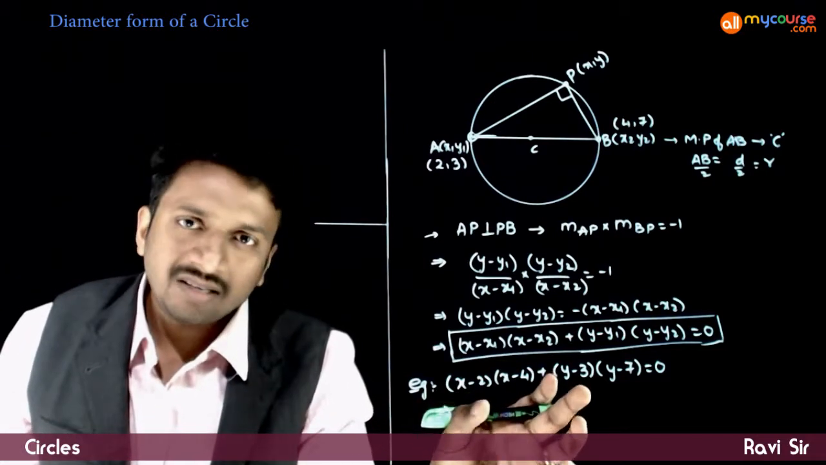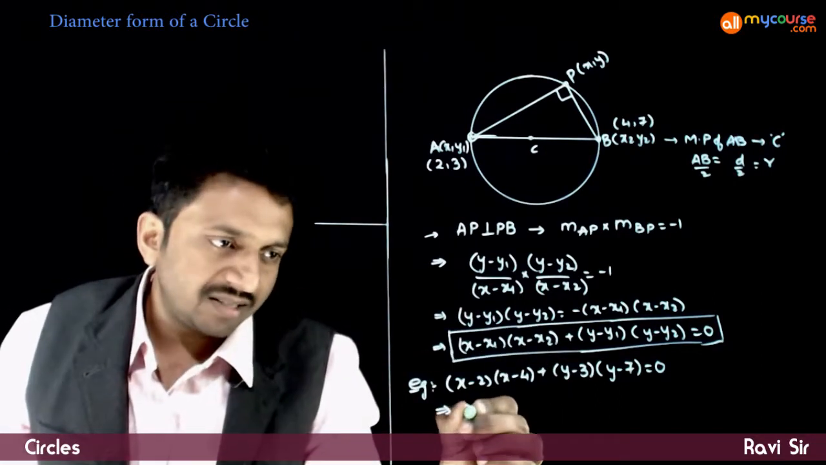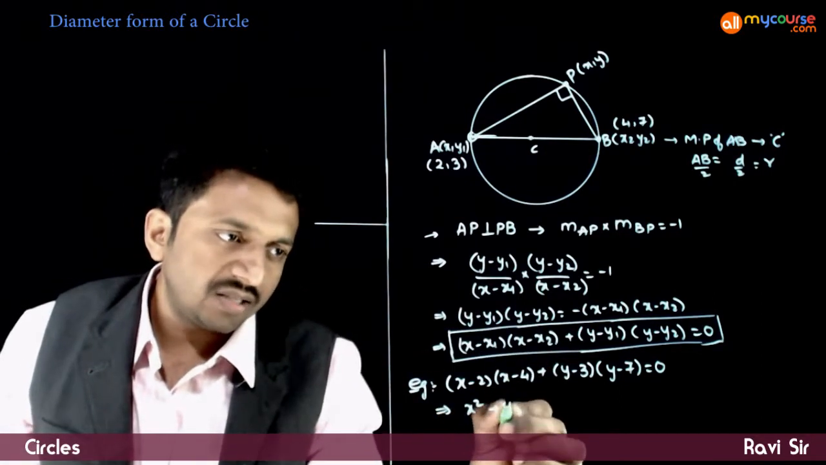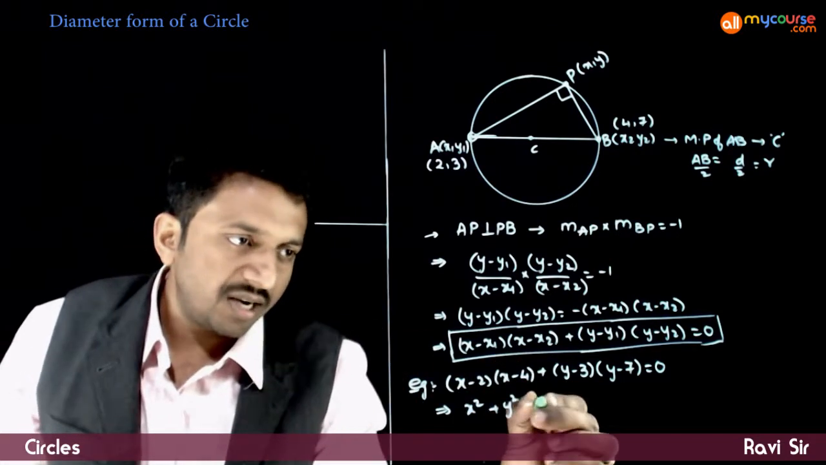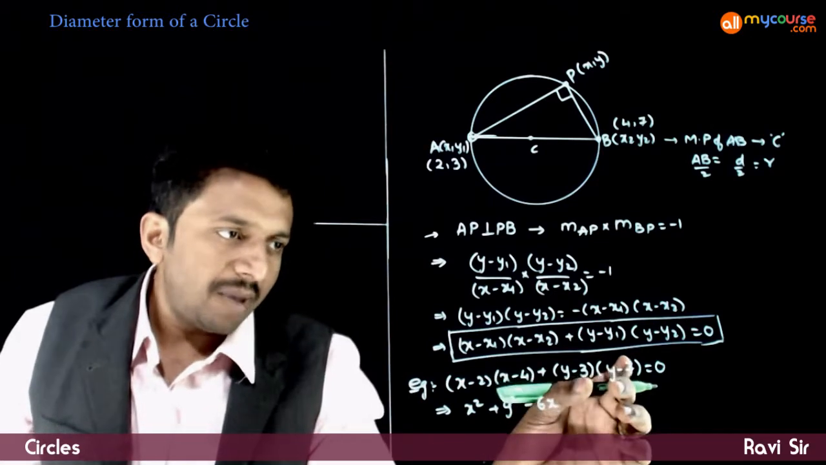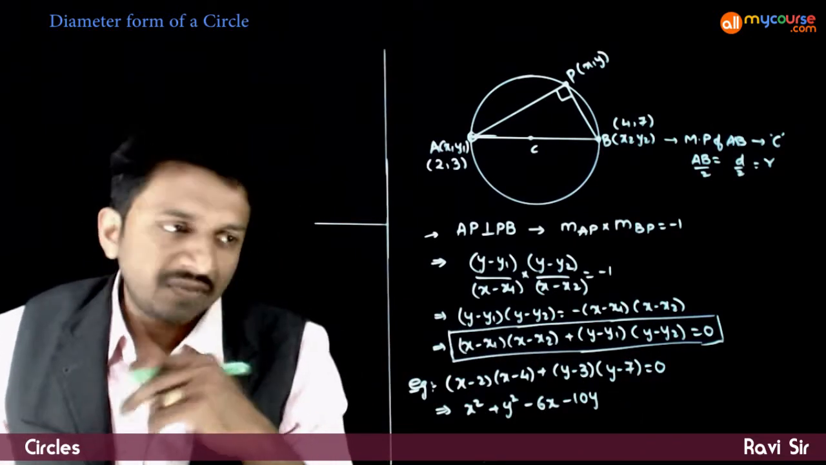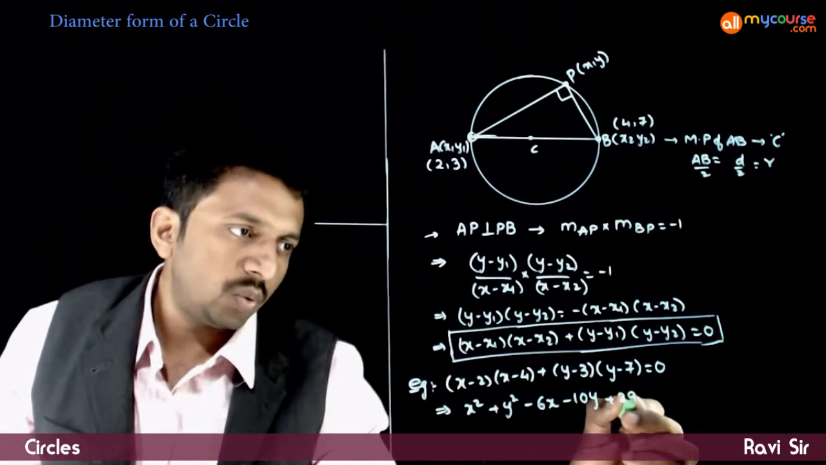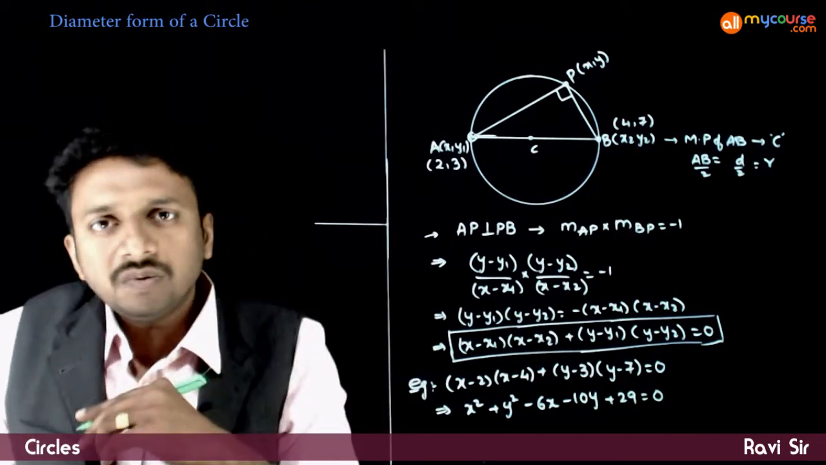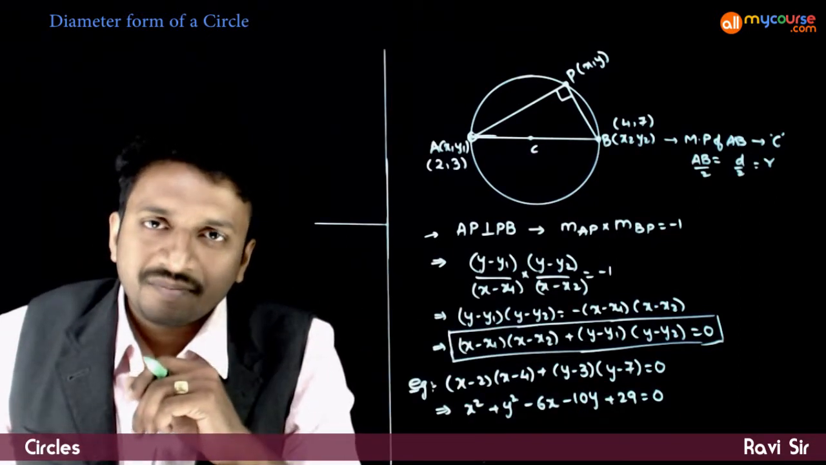So once you write this, you can expand the equation afterwards. That is, you get x square and you get a y square. Minus 2x minus 4x, you get a minus 6x. Minus 3y minus 7y, you get a minus 10y. 8 plus 21, so you get a 29 equal to 0. This is the required equation.